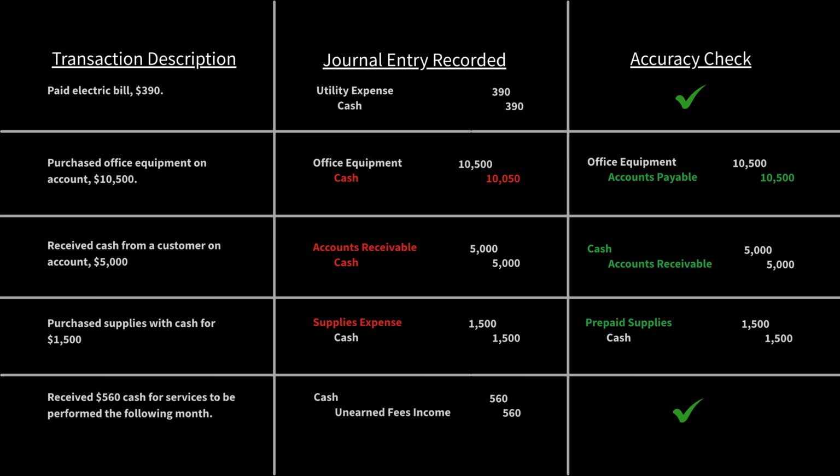And the entry is correct. Whenever the business receives cash ahead of time, they will record a debit to cash to increase it. And because they haven't performed the services yet, it needs to go into a liability account called unearned fees income or some type of unearned revenue account. And it stays there until the business performs the service, at which point they can move the amount from the liability account and then record it in a revenue account.